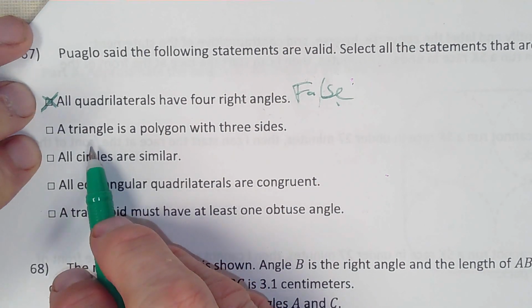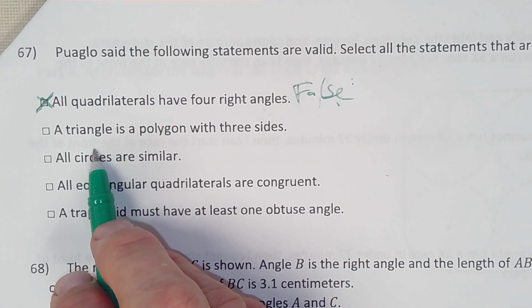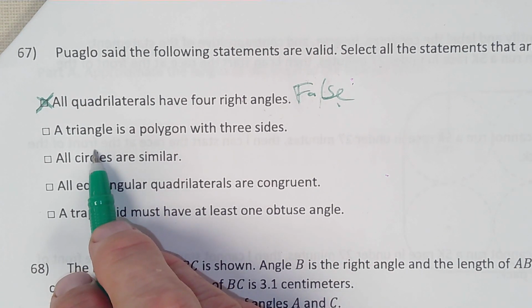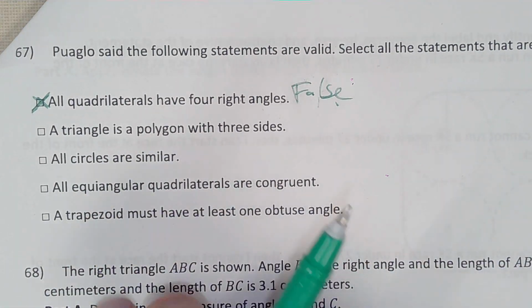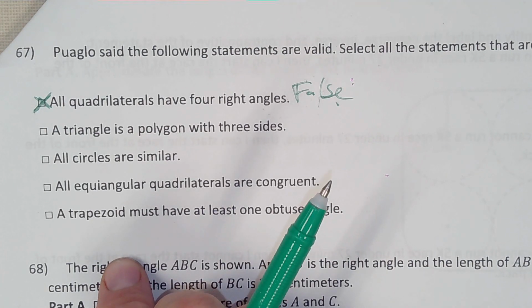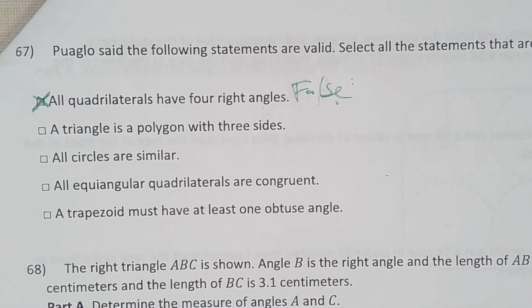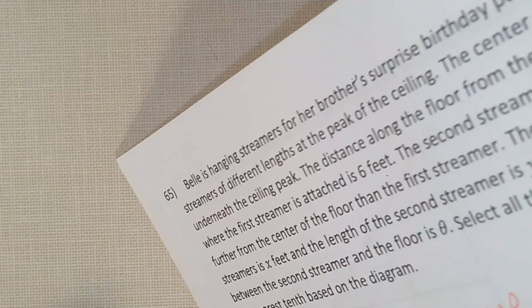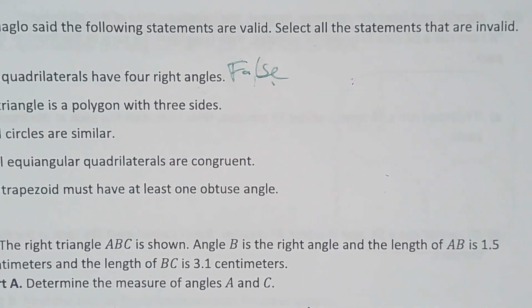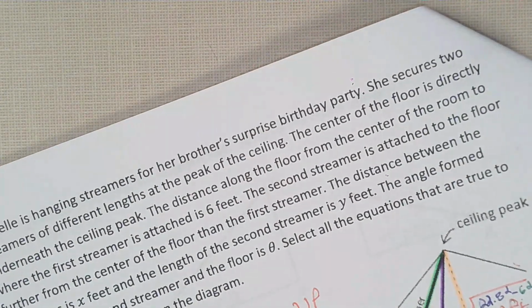A triangle is a polygon with 3 sides. Did I skip this slide? I did. I'm going out of order. So 67. I already went over this one. I already went over this stuff. No, I didn't. Okay, 67. Oh, no, I'm not going in order.